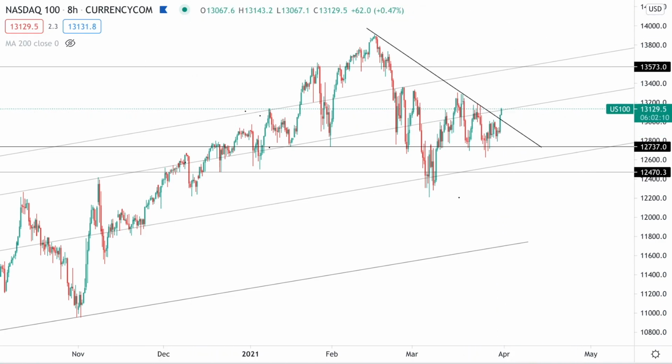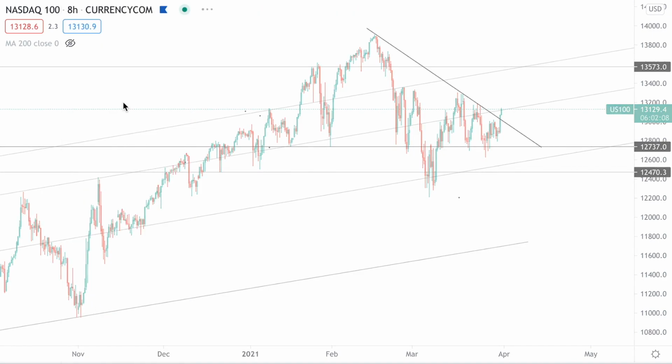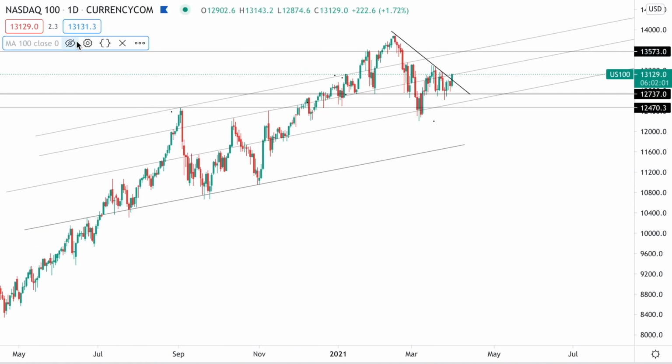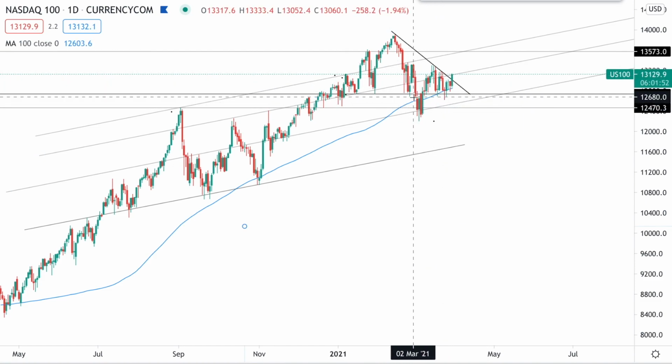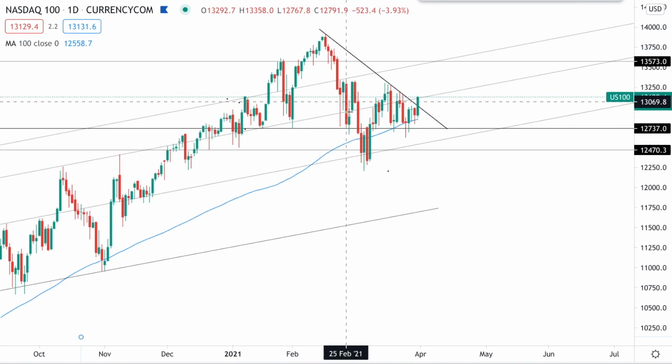Absolutely. Something else to pay attention to on this chart, let's head to the daily chart, and we can put the 100-day moving average. This is something that we looked at over the past couple of videos, and you can see how beautiful this looks.